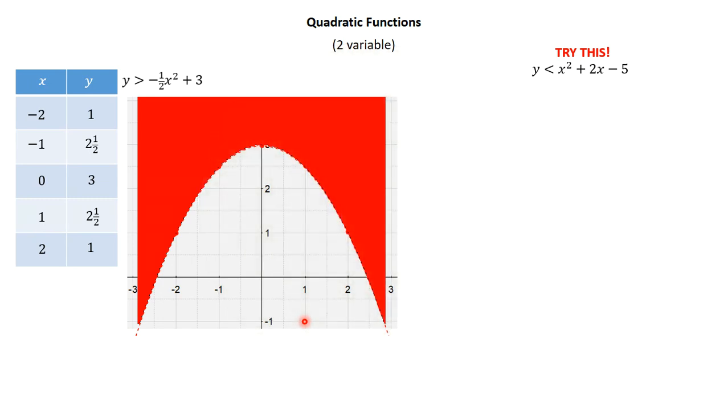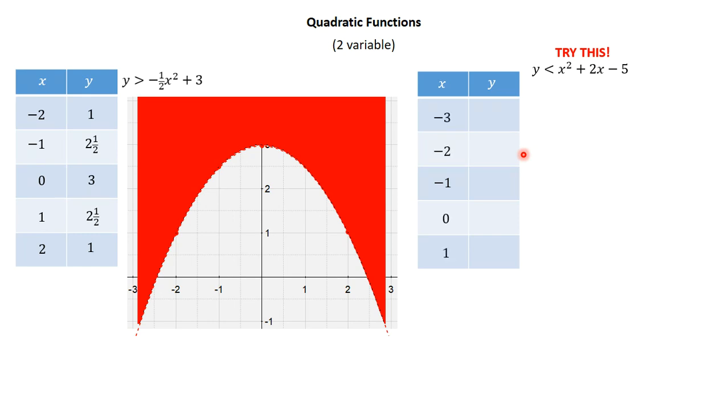How'd you do? Did you get it? Does it look like a parabola? So, first step, make a table. The vertex is -1 because -2 over 2 times 1 is -1. And we can go either direction from there: -2, -3, 0, and 1. And plug those in and simplify.